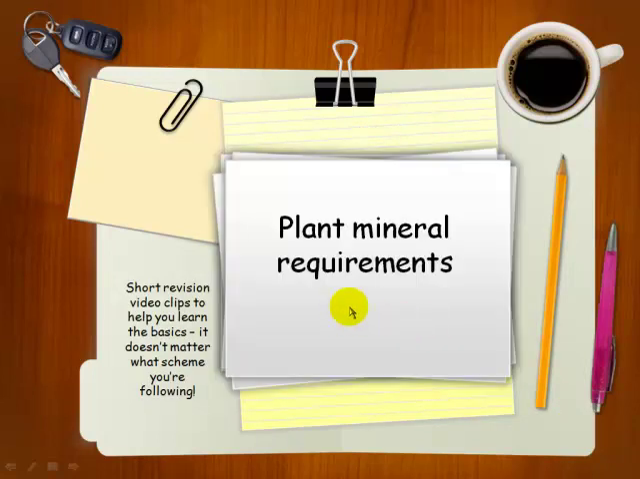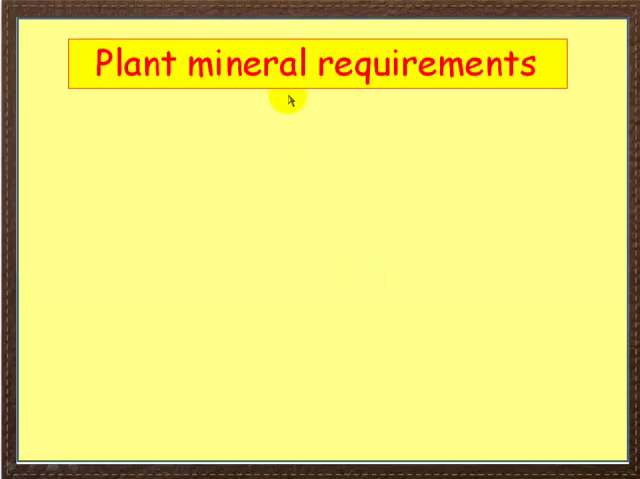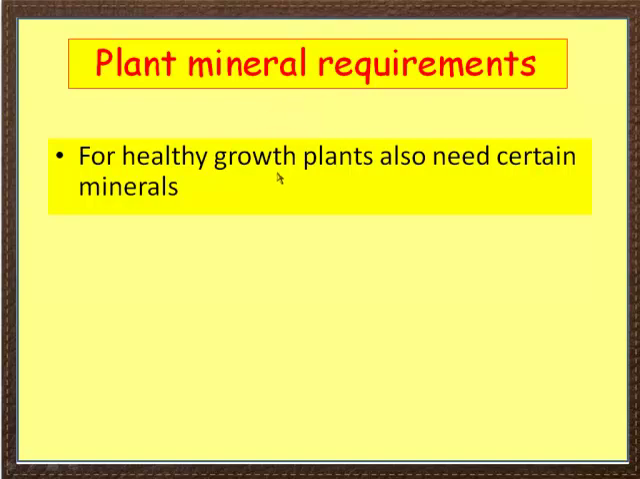Now in this video we're going to look at plant mineral requirements. Now you probably know about photosynthesis. You know that plants can produce their own food using carbon dioxide and water and light energy, but that's not all they require. They also require minerals. So for healthy growth, plants need certain minerals.